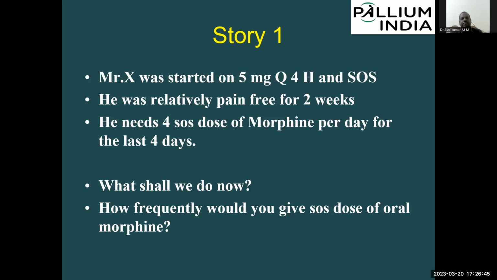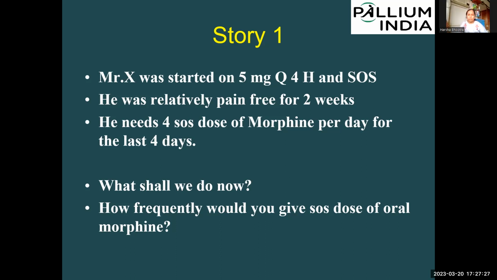Thank you, Dr. Harsha. So the patient whom we saw, he was started on 5 milligram of morphine 4 hourly after intravenous morphine titration. He was relatively okay, but then he needed to take 4 SOS dose of morphine per day for the last 4 days. So, do we need to do anything with morphine? And the second question, Dr. Nirali asked, how frequently would you give SOS dose of oral morphine? So, any idea? Anybody can speak?